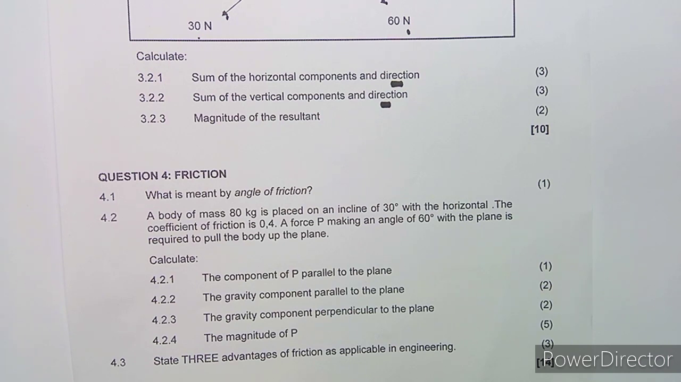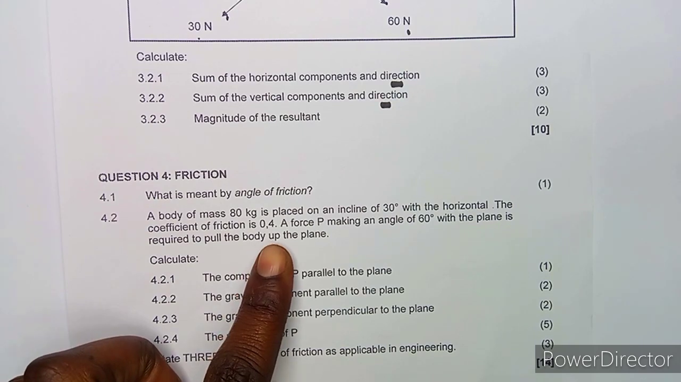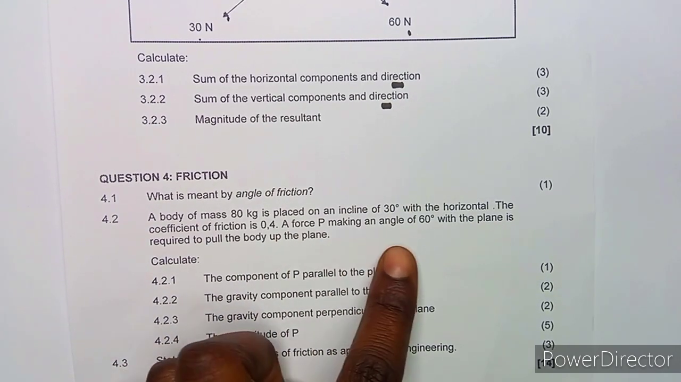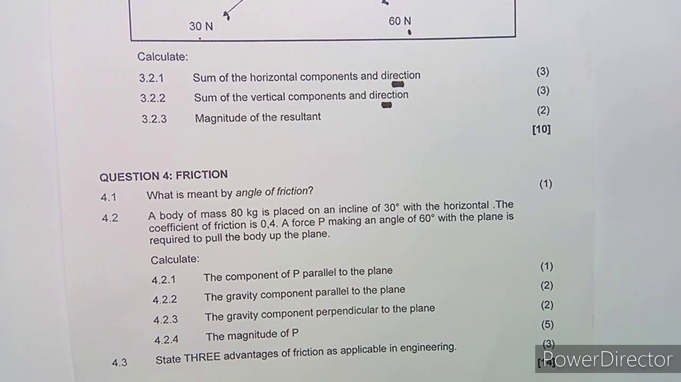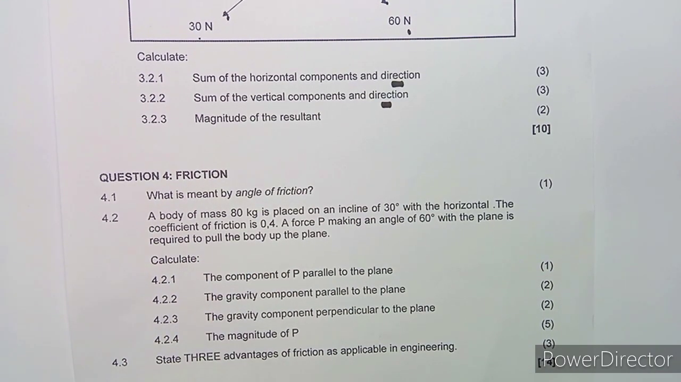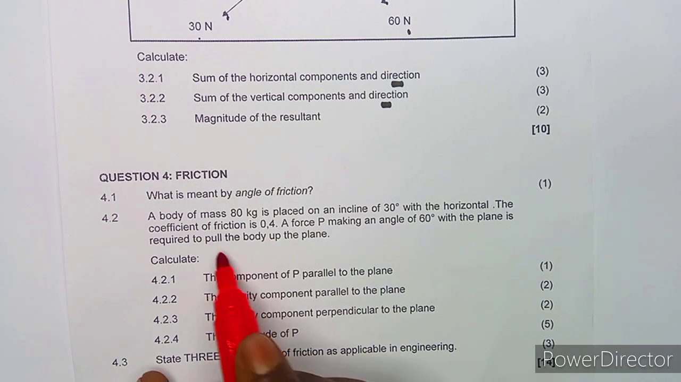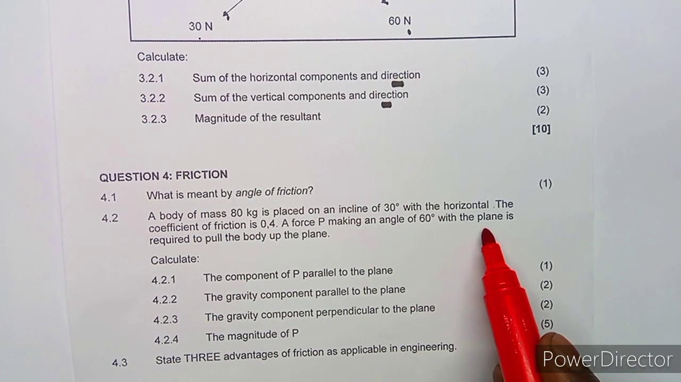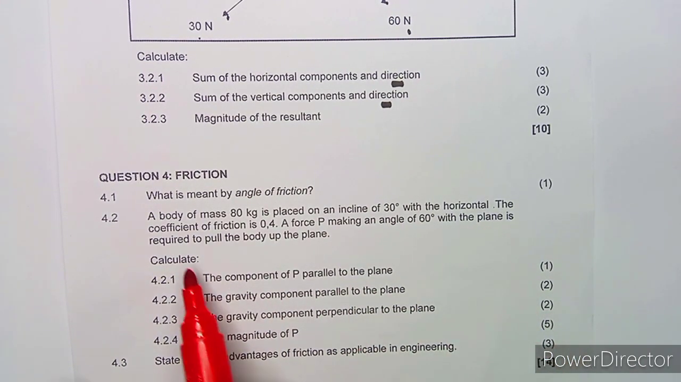Then we are given on 4.2 that there is a body of mass 80 kgs which is placed on an incline of 30 degrees with the horizontal. The coefficient of friction is 0.4. Then there is a force P making an angle of 60 degrees with the plane, which is required to pull the body. Take note, guys, how you attempt this question here, which states that it is required to. That is where you are supposed to obtain your answer.